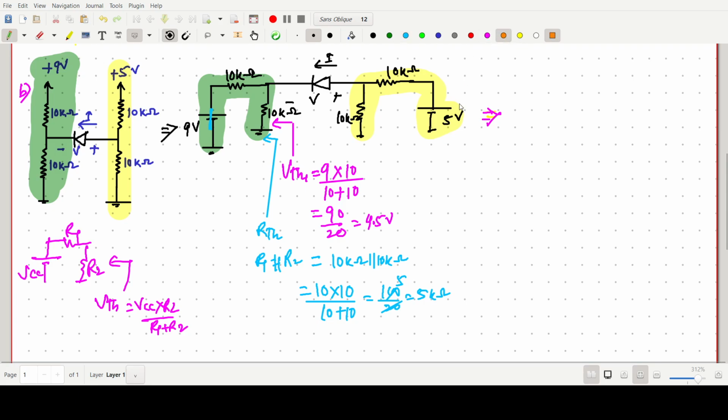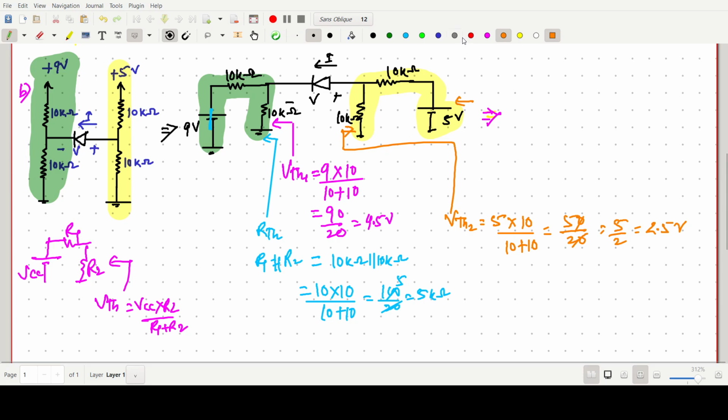Now we have to focus on this one. I am saying this part is VTH2. I'm writing like this. This one is VTH2. So it will be 5 into 10 by 10 plus 10, so 50 by 20, so 5 by 2, that is 2.5 volts. Very simple.